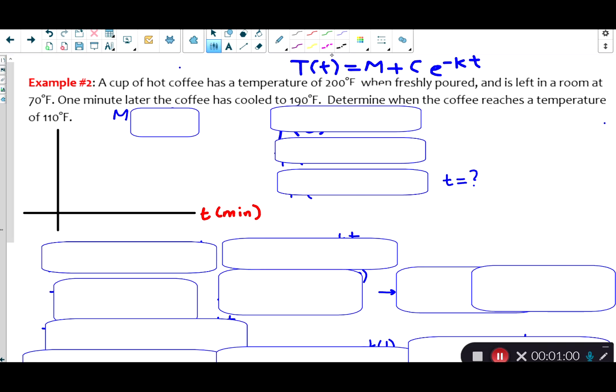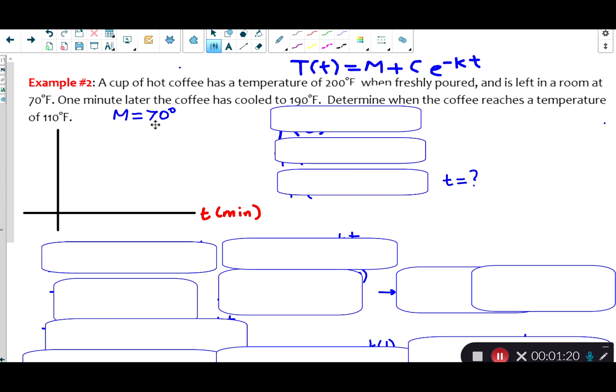So for this question, what do you think is going to be the value of m, the temperature of the surrounding medium? It was left in a room at 70 degrees, right? So the temperature of the surrounding medium is, in this case, the temperature of the room. That's where the coffee is cooling. So that happens to be 70 degrees.